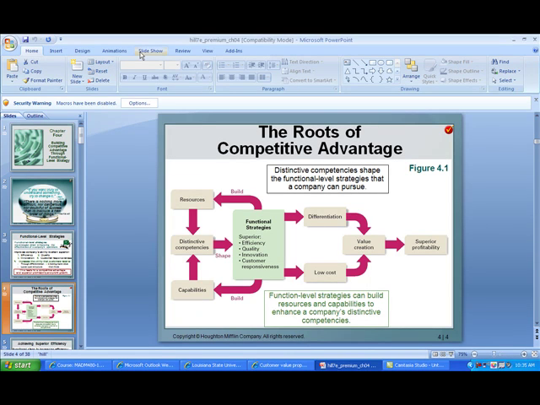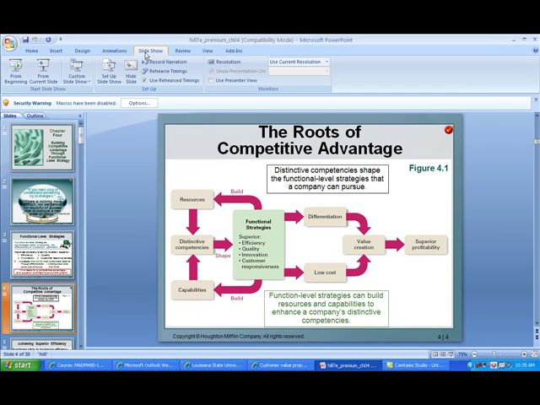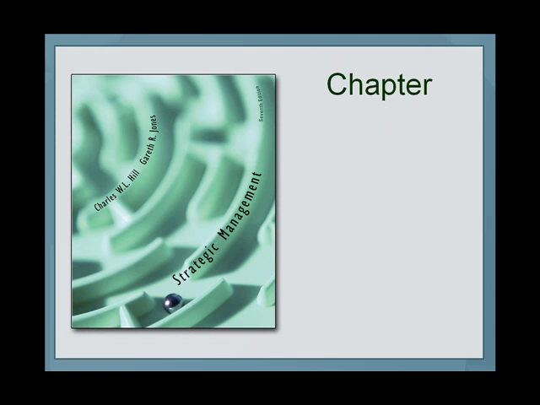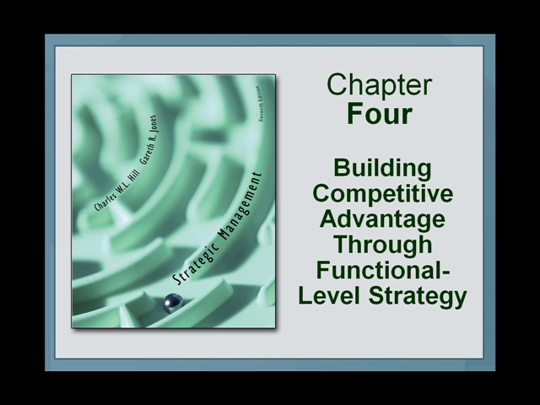Hi again. We are now on to chapter 4. Chapter 4 deals with building a competitive advantage through functional level strategy.